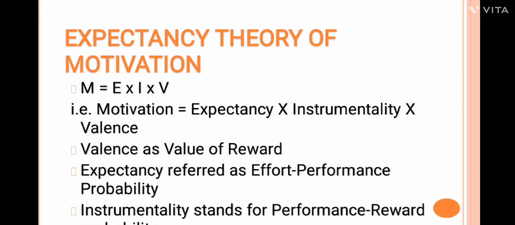The next is instrumentality. It stands for performance reward probability. Instrumentality refers to the probability attached by the individual to each possible performance outcome alternative, just as the individual previously assigned probabilities to various levels of effort leading to different levels of performance. In simple words, instrumentality refers to the belief and expectation of a person that his performance will lead to a particular desired reward.